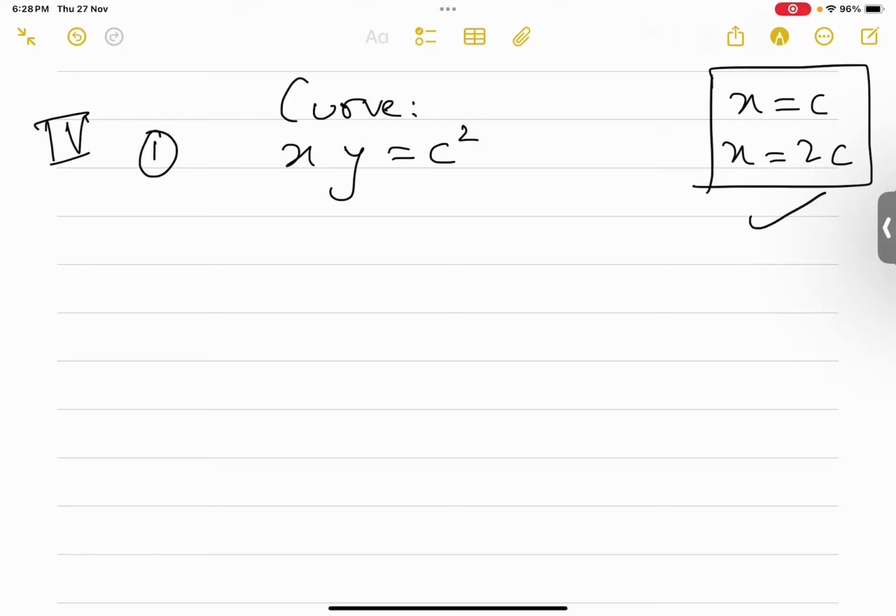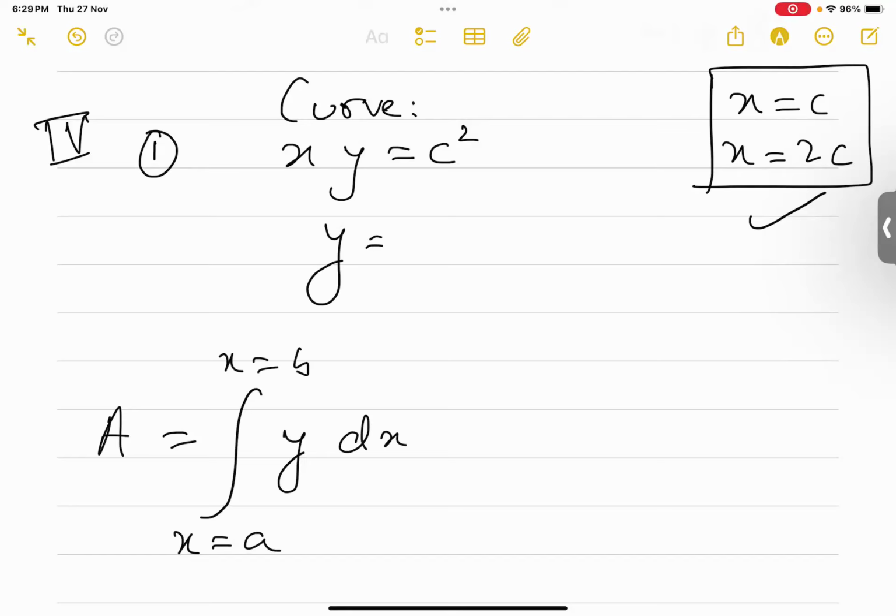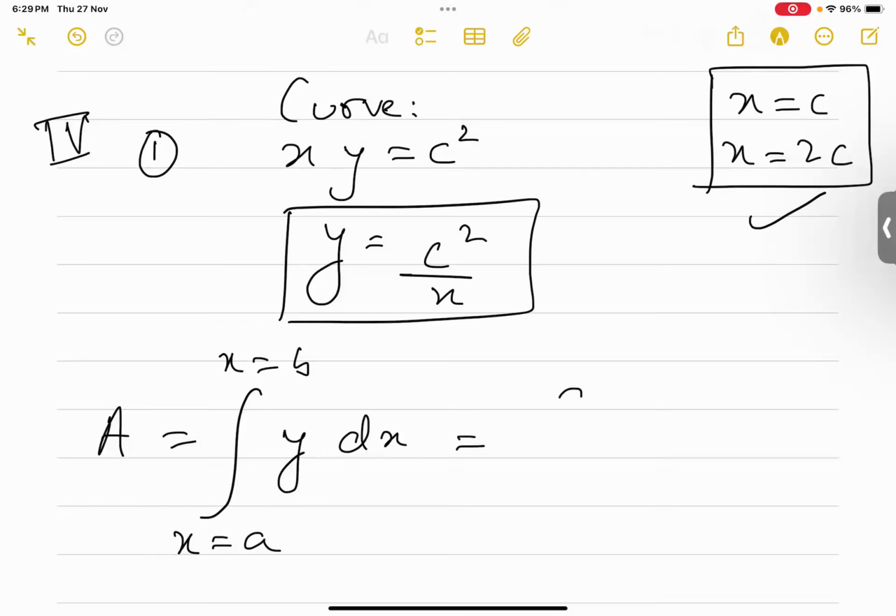So this is X is equal to A and X is equal to B. We are finding out the value of Y, because the formula has Y dx. So find out the value of Y. Y is C square upon X. X is equal to C and X is equal to 2C. C is a constant, obviously.